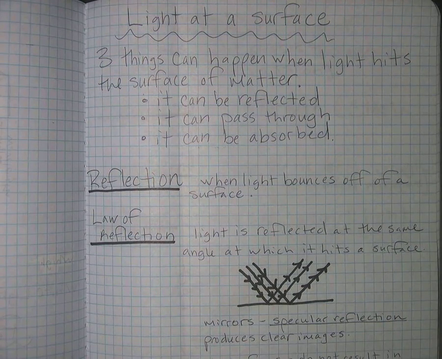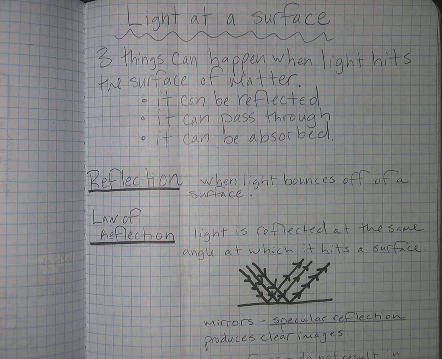Okay, just to backtrack a little bit, just to review, when light hits a surface, three things can happen. The light can be reflected, it can pass through, or it can be absorbed. The first thing we already talked about was reflection, that when light bounces off of a surface, it's reflected, and there's a law for reflection that the light actually bounces off at the same angle it came in.